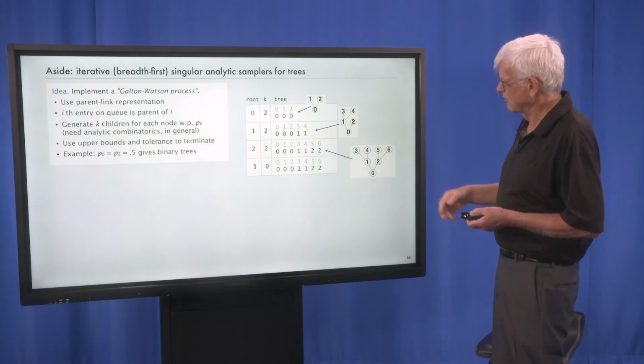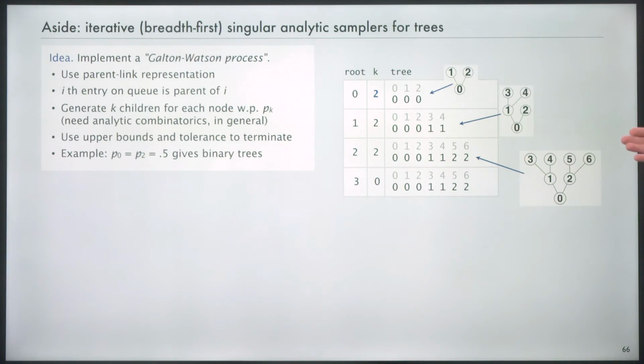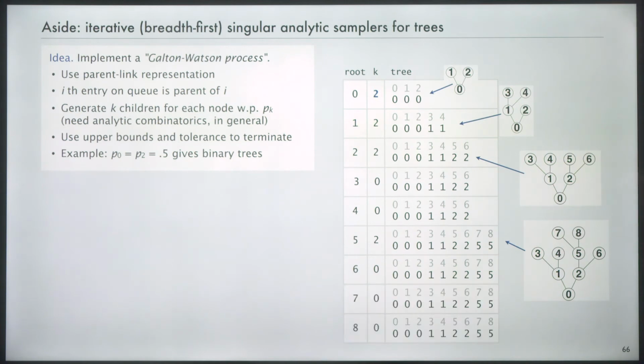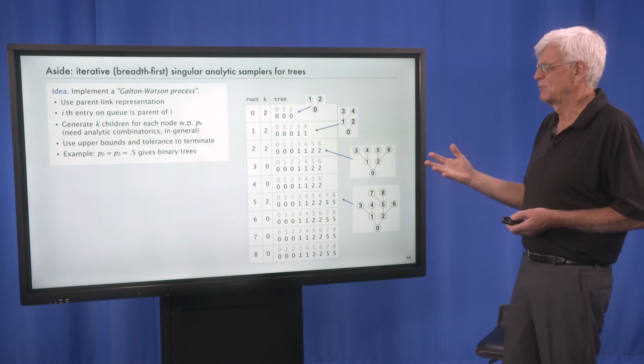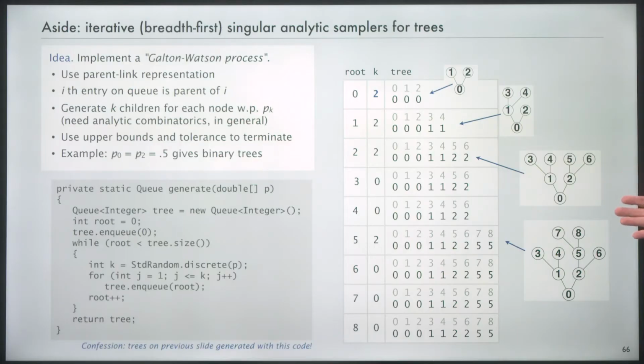But now when we get to 3, we come up with 0 children, so we don't do anything, we just move on. We get to 4, 0 children for 4, we just move on. In this case, we get to 5, maybe 5 has 2 children. And now we get to 6, 7, and 8, no children, and then we're done. So that creates a tree. That's a Galton-Watson process. Depending on the probabilities, you're going to get different types of trees. And it's amazingly simple code.